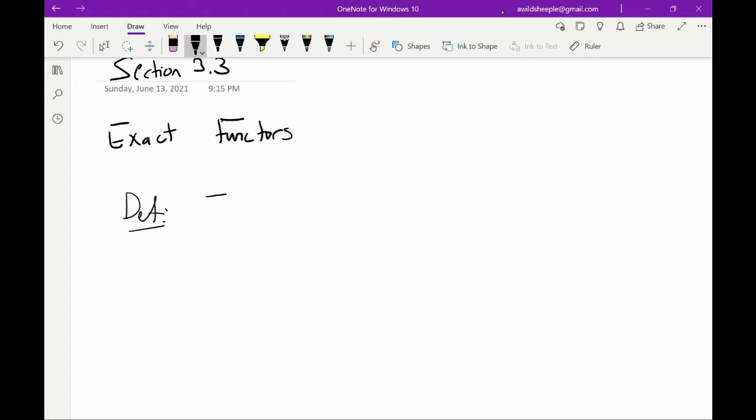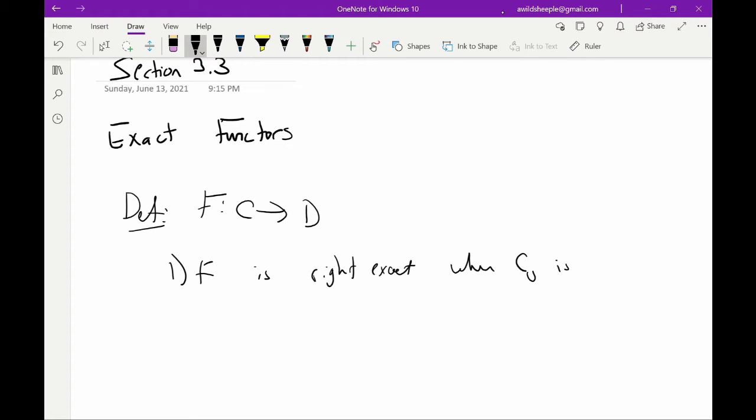So we'll have a functor F from C to D. No assumptions on the categories. That's the point of all this, we're trying to make this work in settings where we don't have any notions that look like the familiar homological algebra stuff. Then we'll call F right exact when the category C lower U is filtrant for any U.